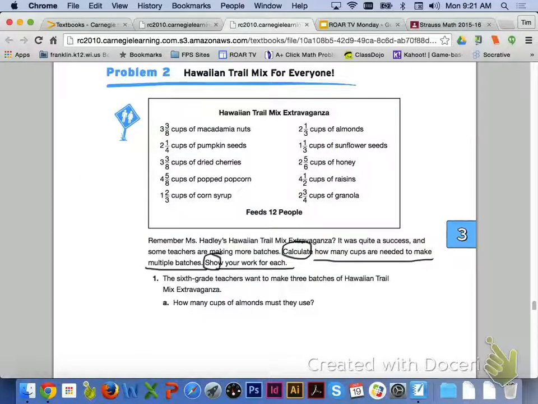Problem 2 on page 195, Hawaiian Trail Mix for Everyone. Remember Miss Hadley's Hawaiian Trail Mix extravaganza? It was quite a success, and some teachers are making more batches. Calculate how many cups are needed to make multiple batches. Show your work for each. What I would like you to do with your group members is number 1, A, B, and C.